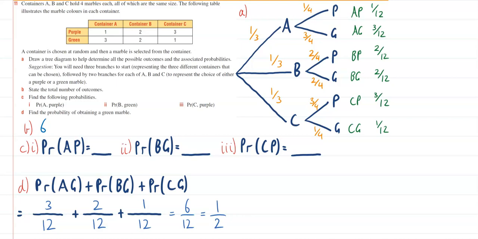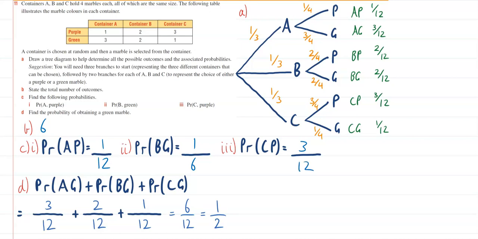Part C, find the following probabilities. The probability of container A being selected and a purple is 1/12. You can see that from our outcomes there. The probability of BG is 2/12 or 1/6. I think I'll just do that one, you probably don't need to see the other. The probability of getting C then P is just 3 out of 12. So that's not too bad.